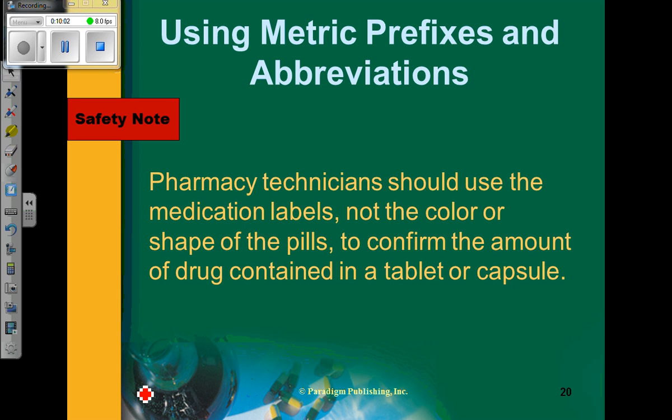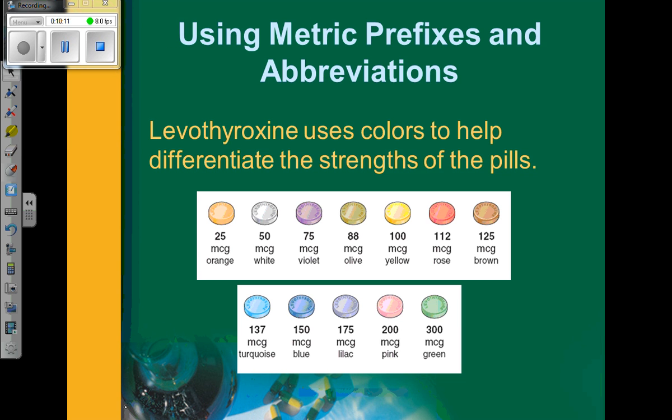So pharmacy technicians should use the medication labels, not the color or shape of the pills, to confirm the amount of drug contained in a tablet or capsule. This right here is just showing you that levothyroxine uses colors to help differentiate the strengths of pills. So if you notice here, the 25 microgram is orange, the 50 microgram is going to be white, 75 microgram will be violet. So this is to help people, but if you notice, they all say levothyroxine on them. So this is to help pharmacists and pharmacy technicians to realize if they have the right medication or not, just another way of differentiating the milligrams with a different color tablet to help prevent errors.